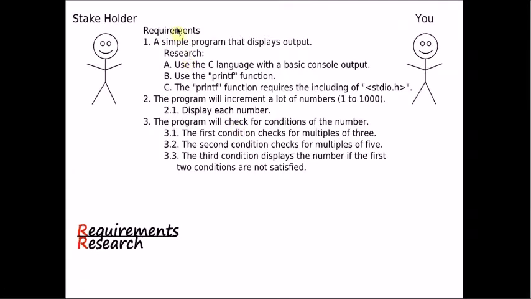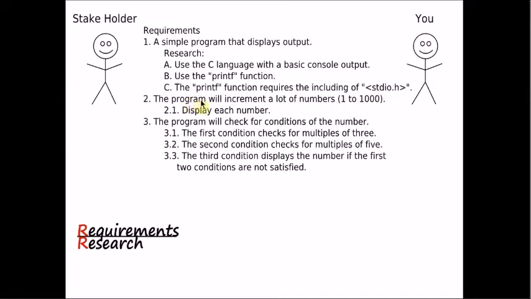Now that you have your requirements laid out as far as what it is specifically that you have to do, you need to do a little bit of research if you don't know how to do it already. So you research, okay, the C language will be good for just basic console output. We're just making a simple program after all. I know that the printf function is needed for basic console output to display numbers and words like fizzbuzz, and that the printf function needs the stdio library in order to work. So you have to include that in there.